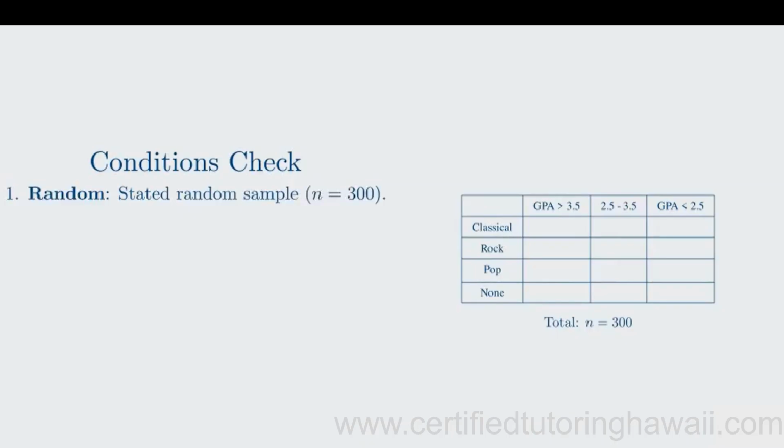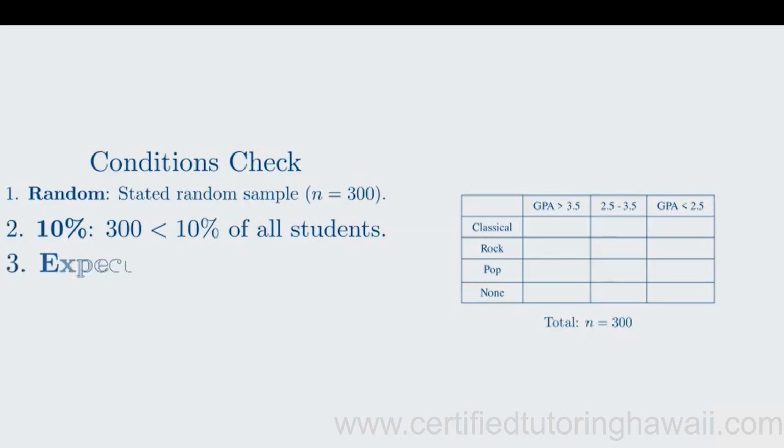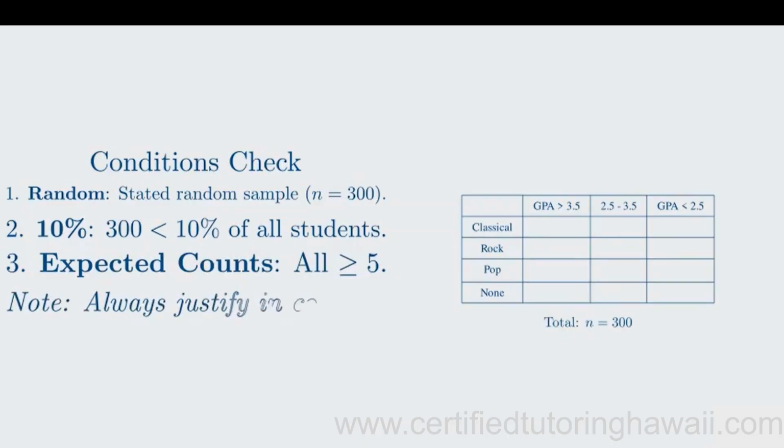Next, we must justify the use of this test by checking the conditions. 1. Random. The problem states a random sample of 300 students was taken. 2. 10%. 300 is likely less than 10% of all students at a large university. 3. Expected counts. We would need to calculate these. If all are 5 or greater, the condition is met. Remember, we don't just list the conditions. We must state why they are met using the information provided in the problem. This in-context justification is what AP graders are looking for.